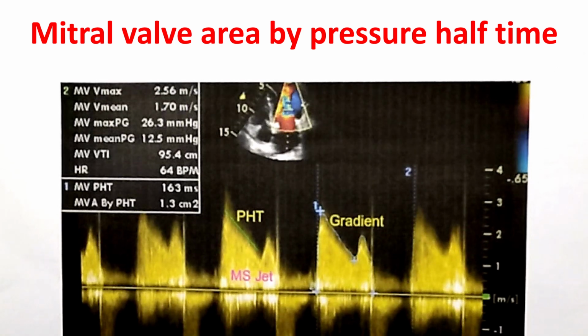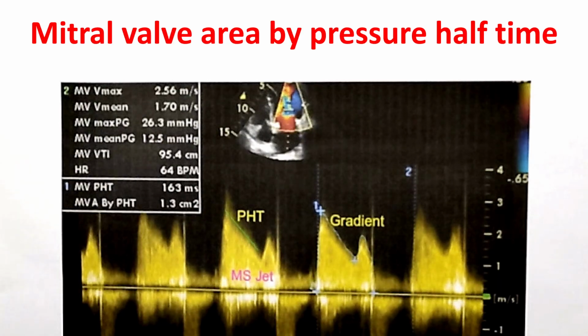In echocardiography, mitral valve area can be estimated by several methods. Most commonly, we use planimetry. Cross-section can be planimetered in short axis view. That is the first method usually employed. Then pressure half time is the next commonly employed method using Doppler echocardiography.